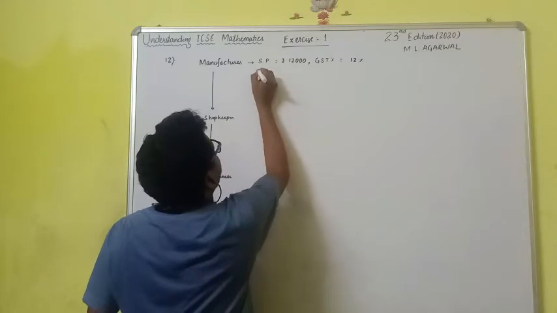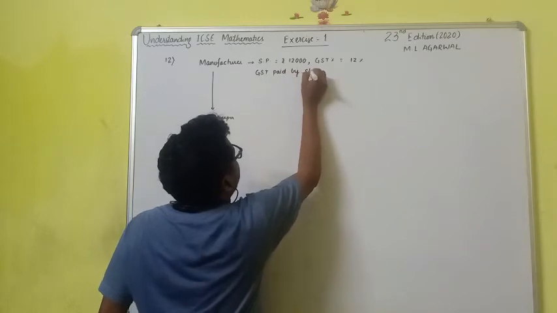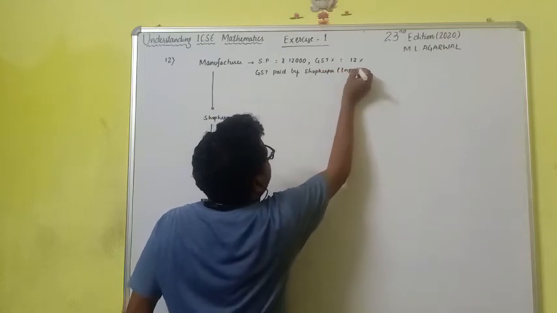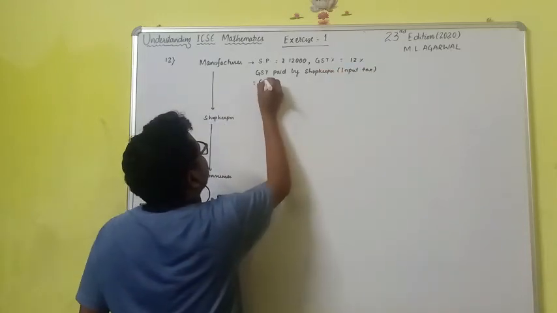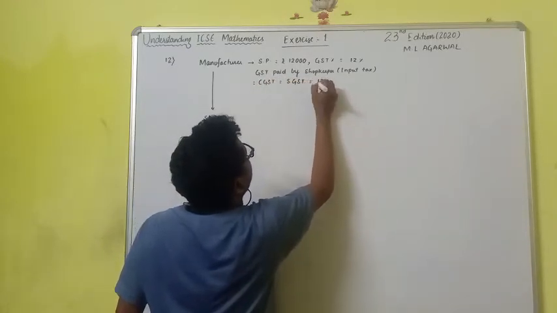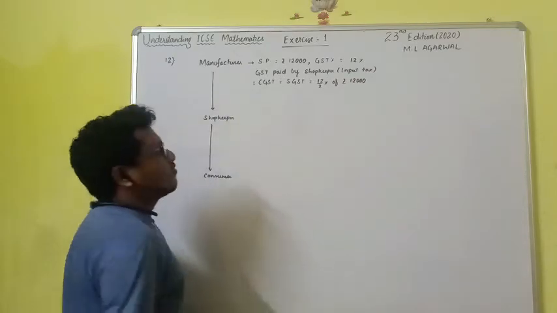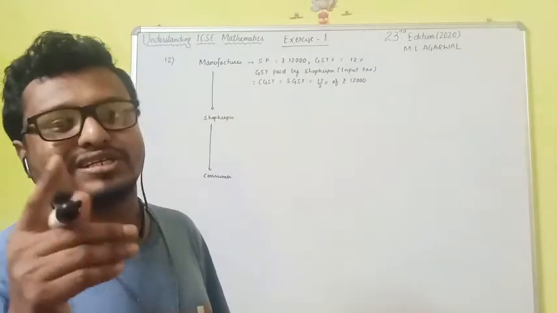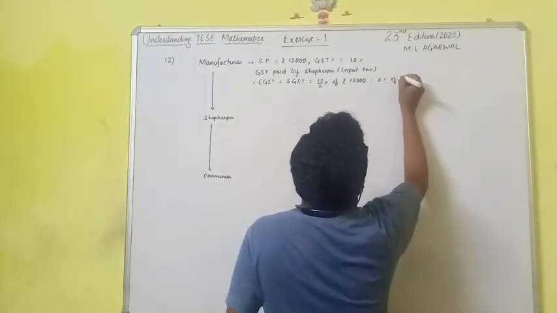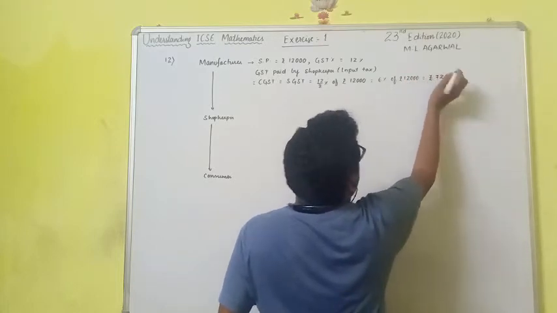So the GST paid by the shopkeeper, that is called your input tax, is equal to CGST equals SGST equals 12/2% of rupees 12,000. Why 12/2? You know that here it is an intrastate sale, that's why it will be 6% of rupees 12,000. So it will be 6 times 12 is 72, so it will be 720.